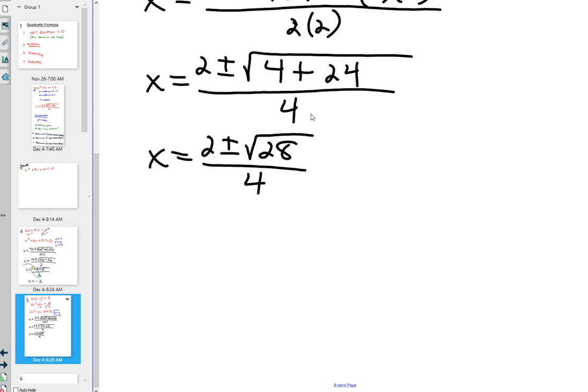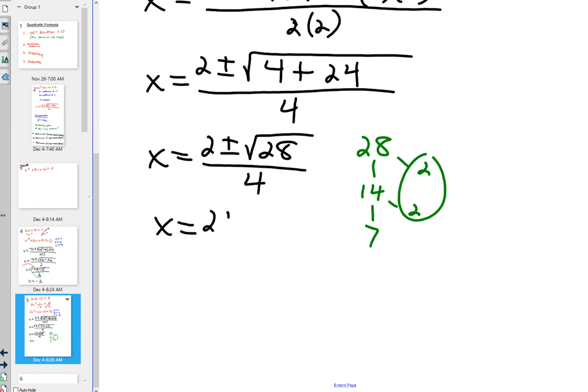We take it back to January and do a factor tree. 28 has 2 2s and a 7, so I can bring out 2. X is equal to 2 plus or minus 2 square root of 7 over 4. Because I was not able to remove the square root, that means I won't be able to do the plus or minus. If I can't do the plus or minus, there's no need to split, just like when we did completing the square.